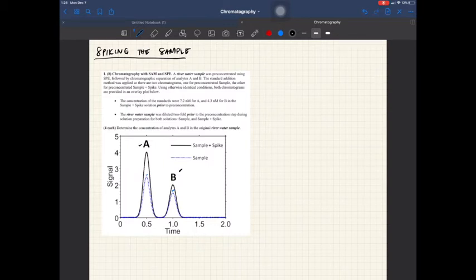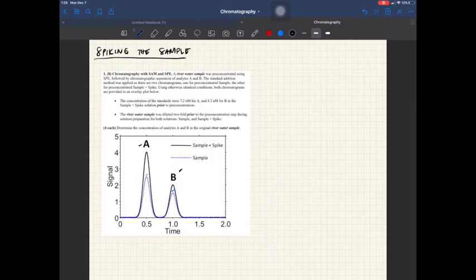So one of the ways to determine the concentrations of components A and B is by spiking the sample. What does spiking the sample mean? Spiking the sample means that a known concentration of components A and B is mixed with the sample solution. Once again, spiking means that a known concentration of the analyte, which is a standard, is added to the sample solution. This will cause an increase in the peak area or peak height.